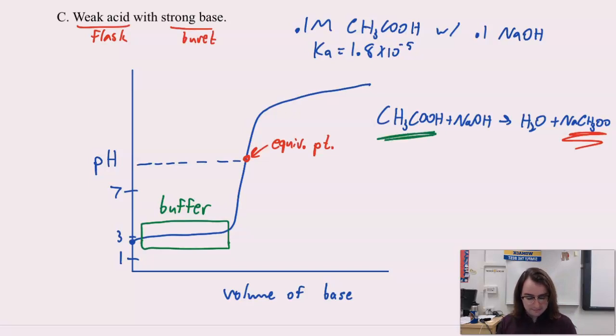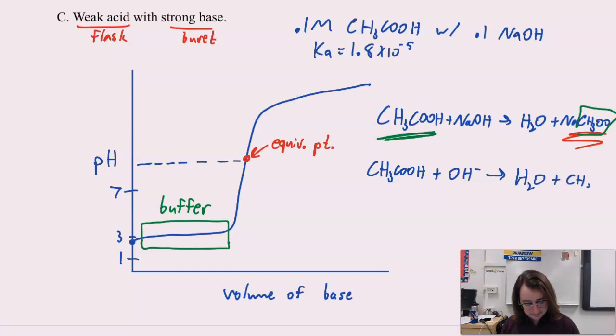Remember that a buffer is the acid with its conjugate base. So if we were to rewrite this, you might notice that it's CH3COOH plus OH minus, because we don't really care about the NaOH, and that gives us H2O and CH3COO minus. These two things form our buffer. We have the acid and its conjugate base.